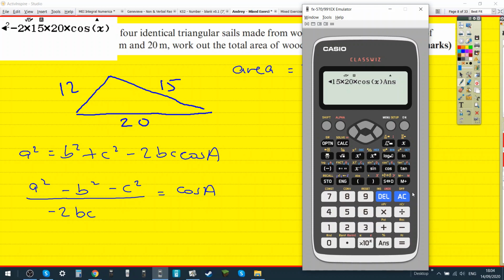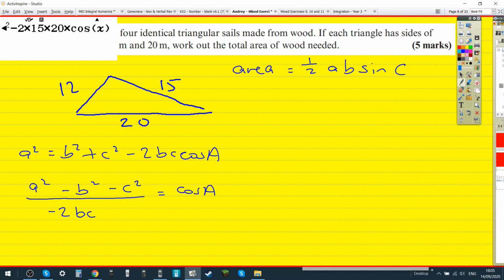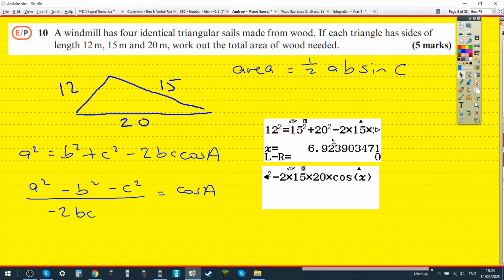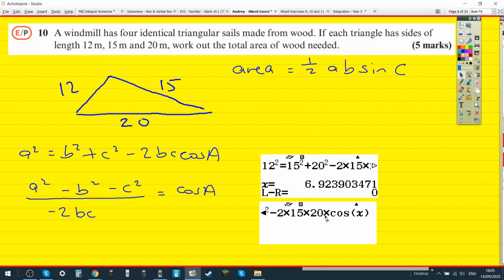If I press answer, shift, setup, angle unit, degrees. Too late. I could have just actually. Oh, I can just use that value, I think.